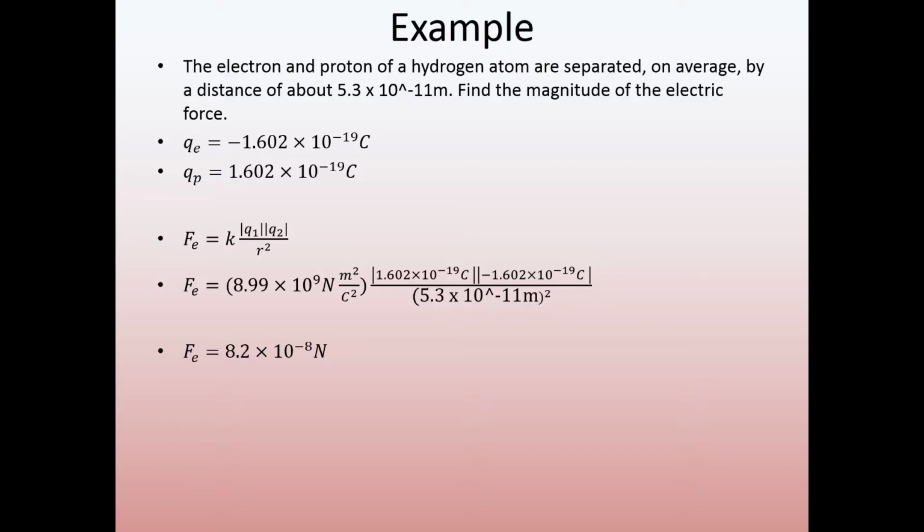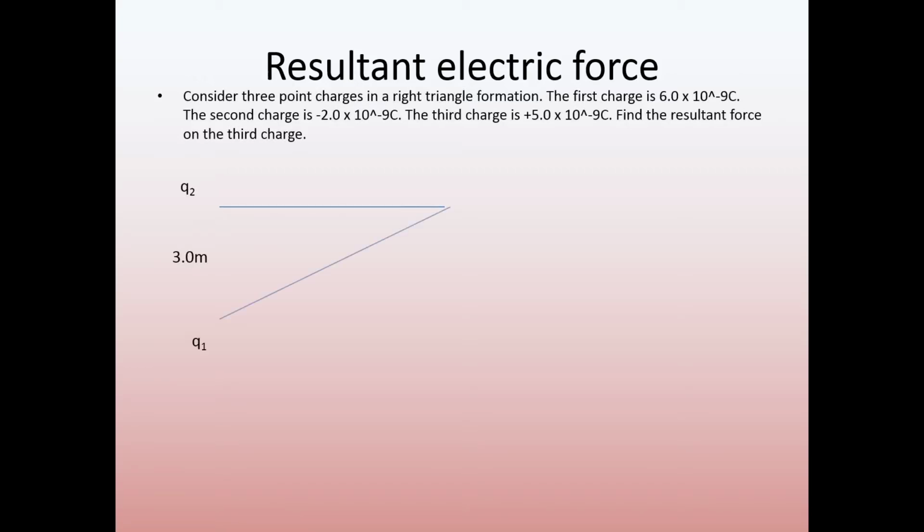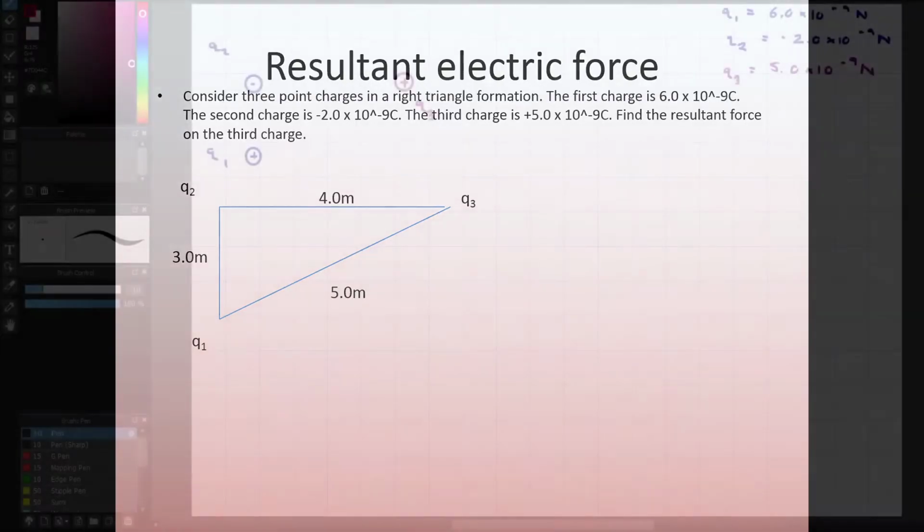Let's move on to a more complicated example. Consider 3 point charges in a right triangle formation. The first charge is 6.0 times 10 to the negative 9 coulombs. The second charge is negative 2.0 times 10 to the negative 9 coulombs. And the third charge is 5.0 times 10 to the negative 9 coulombs. Find the resultant force on the third charge.